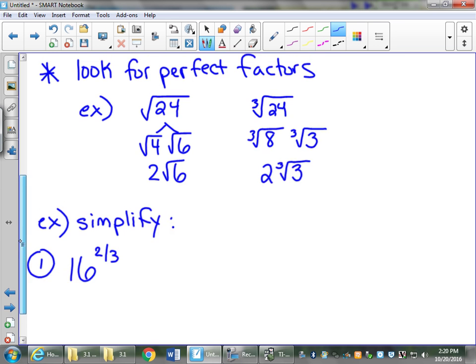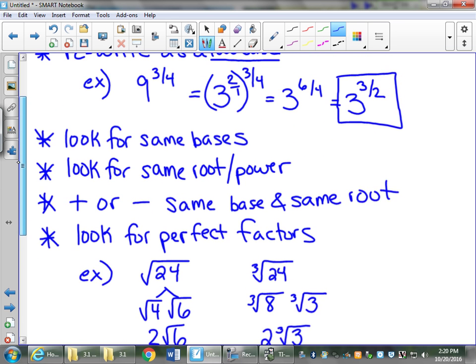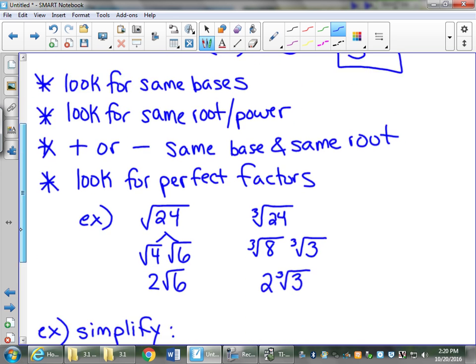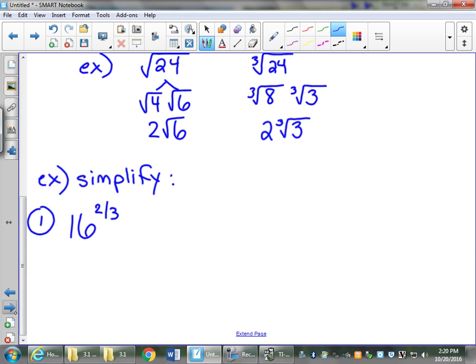Typically, when it's just a single term like this, the strategy that you will most likely use is strategy number 1, which is to rewrite as a lower base, which we can here. 16 can definitely be written, and you want to write it as its lowest base possible, which in this case is 2 raised to the 4th power. 16 is 2 to the 4th power, which will then be raised to the 2/3 still, because that can't go away. Power to a power rule, we're going to multiply and get 2 to the 8/3.